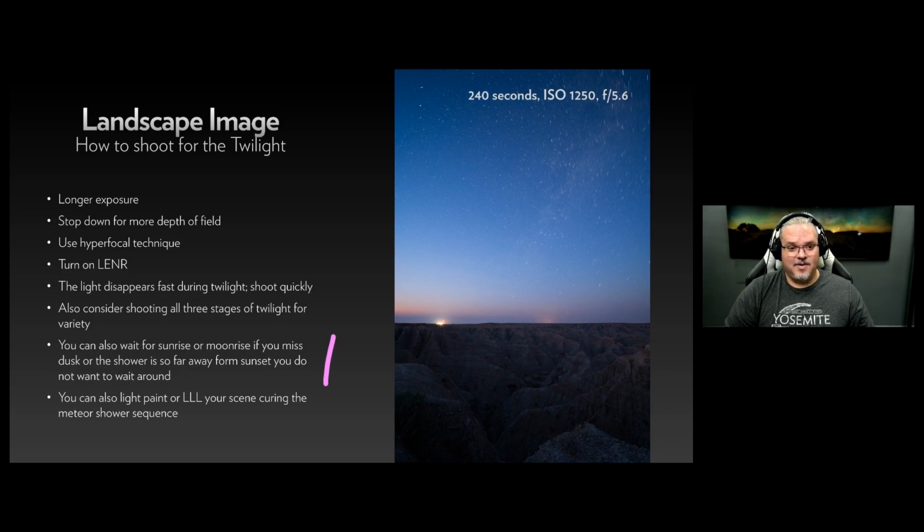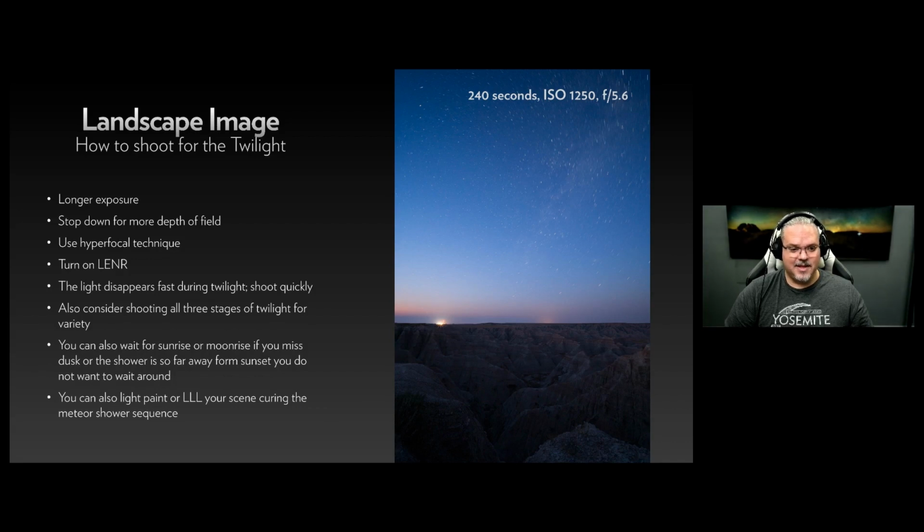Otherwise, if you get there and it is dark, because let's say the Geminids start at 2:30 in the morning, you might just use a flashlight to compose or an LED panel to compose your scene and then shut that off and then start your sequence. You can also wait for the moon to rise, and we'll talk about that too. And low level landscape lighting, that's what LLL is. You can use that to light up your scene also, and I have a great example of that.